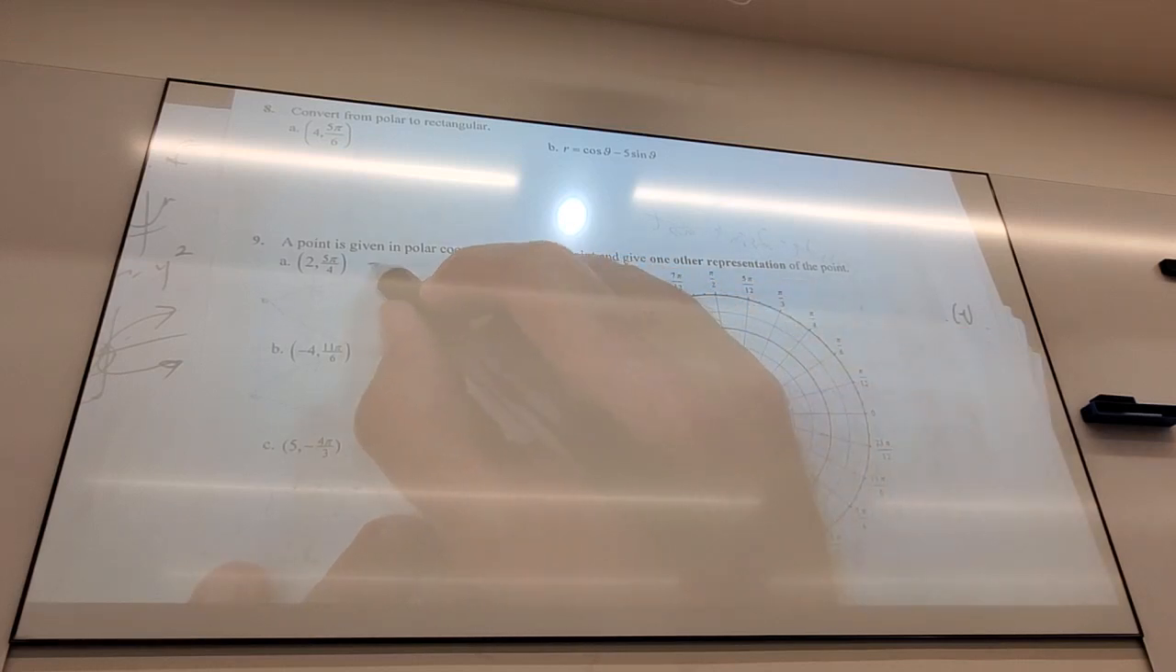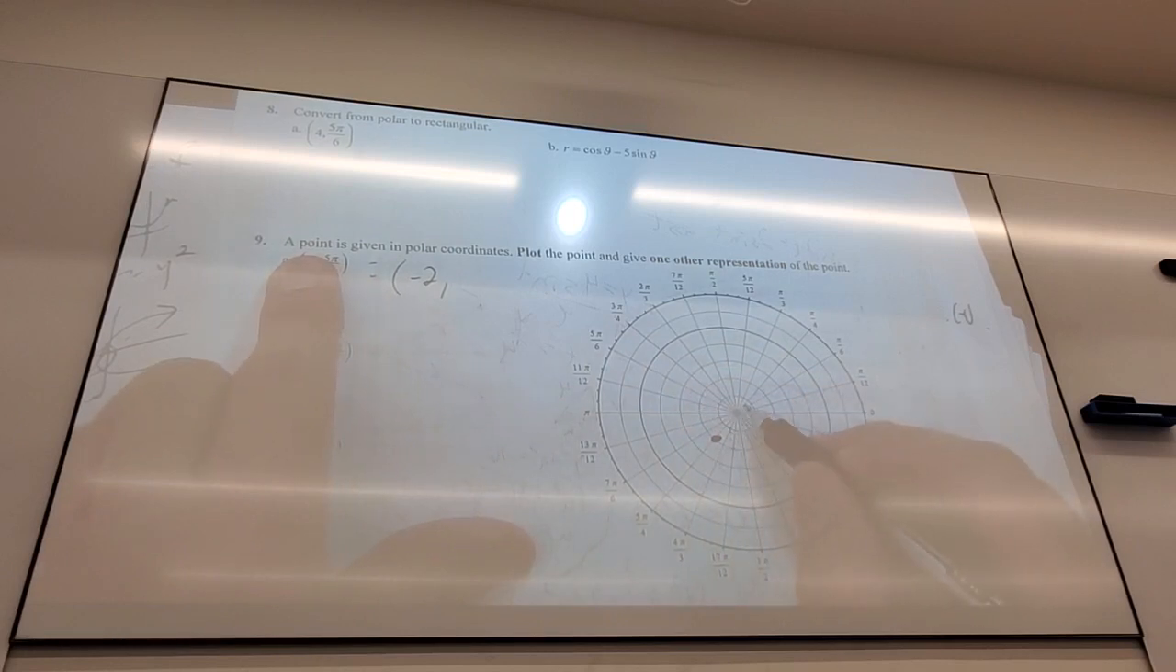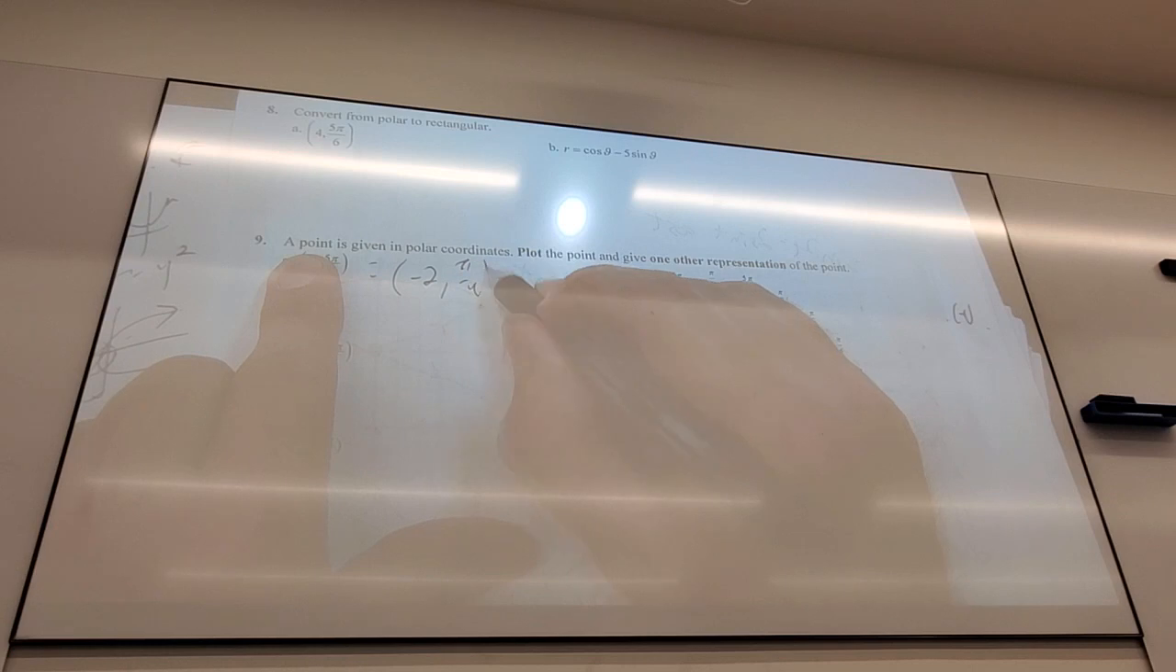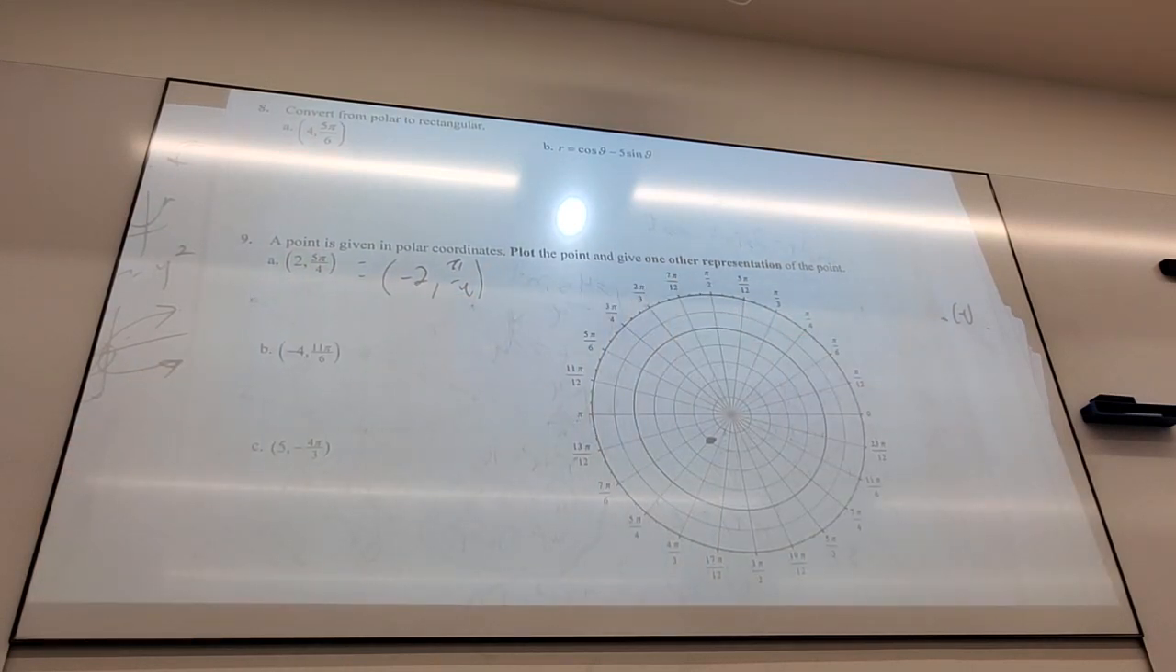Yeah. So I could always figure out the other representation. If I walk backwards, that means I must be facing the other way. I must be looking at pi over 4. That would lead me to the same point. That's what the other representation means. So once you plot it, it's relatively easy to figure out another way to represent it. Okay, I like it.